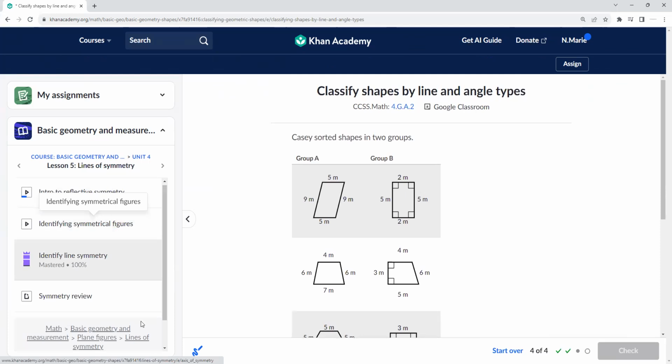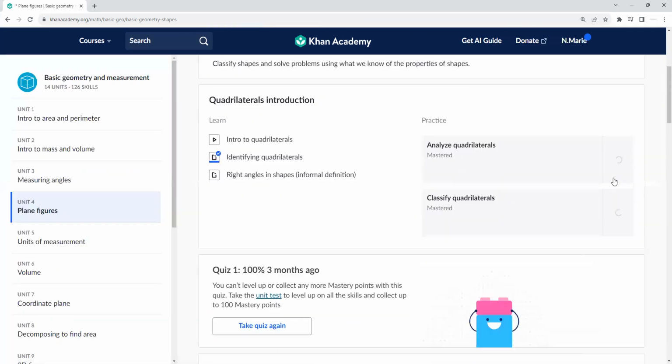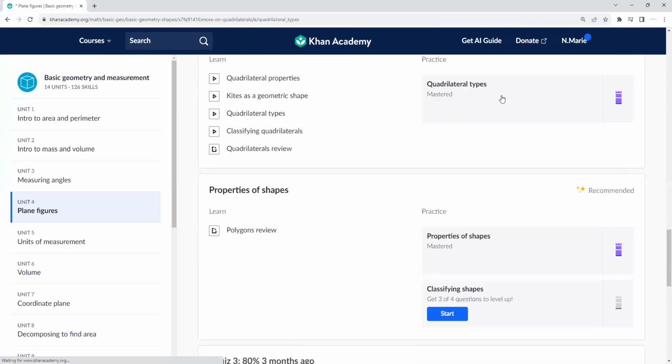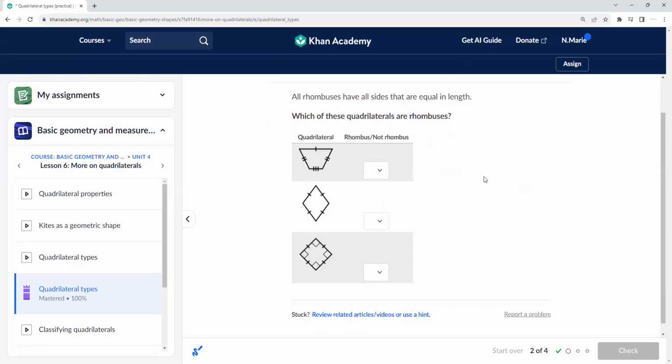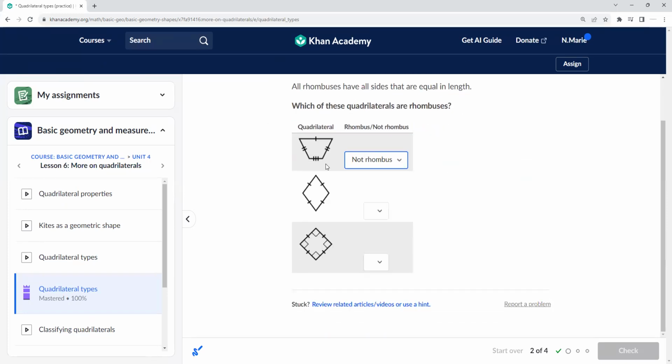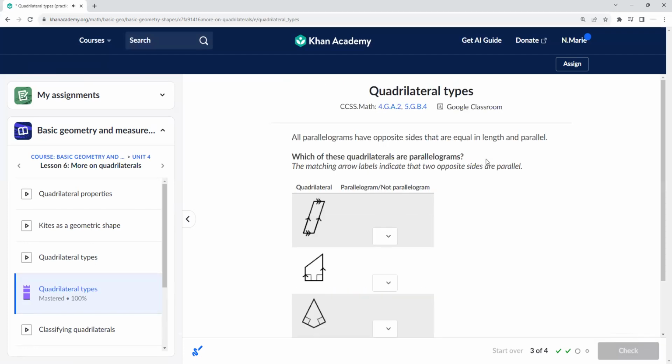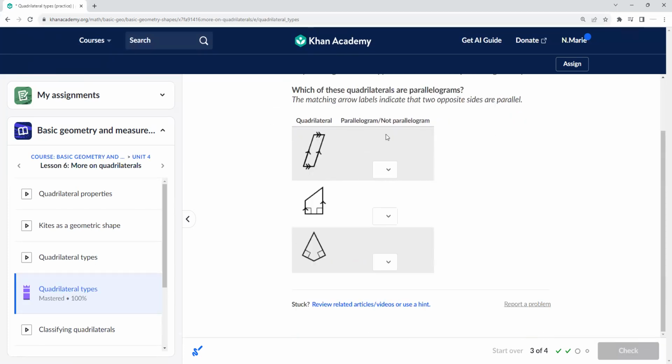And let's look at this unit. So yeah, you're just kind of putting things into categories. Let's go down here. Is this a rhombus? No, not all equal sides. This one is. This one also is. What makes a rhombus? All sides are equal. Also opposite sides parallel. A parallelogram has opposite sides equal, opposite sides parallel. These are not parallelograms.